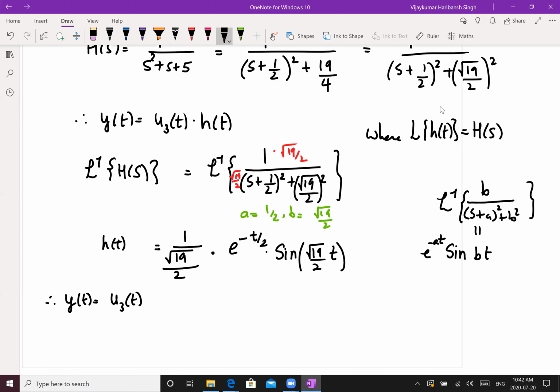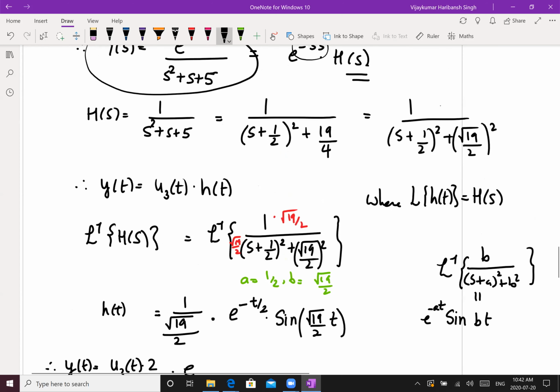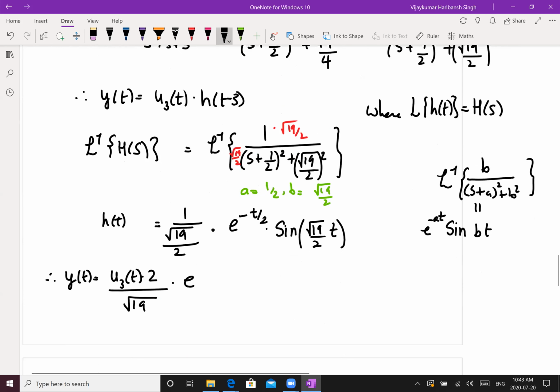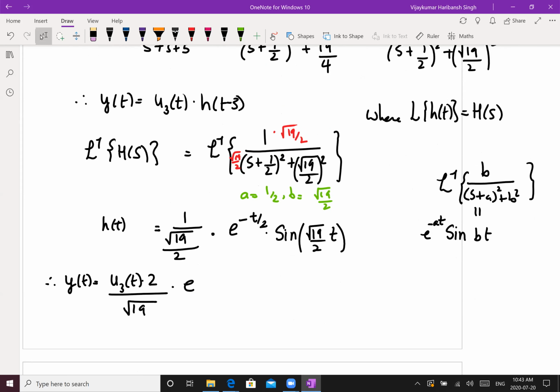And therefore y(t) is u3(t) times 2 divided by square root of 19 e to the power, now we have h(t minus 3), because of this thing here. So when I write it here, it's going to be e to the power minus (t minus 3) by 2 times sine of root 19 by 2 times (t minus 3). And there you go. So that's the solution.